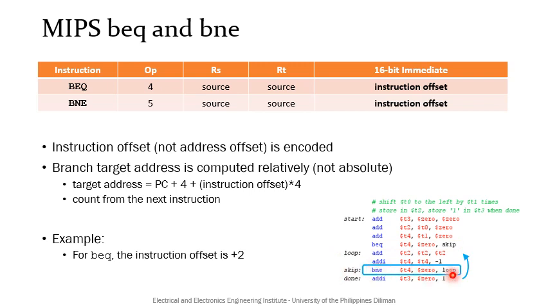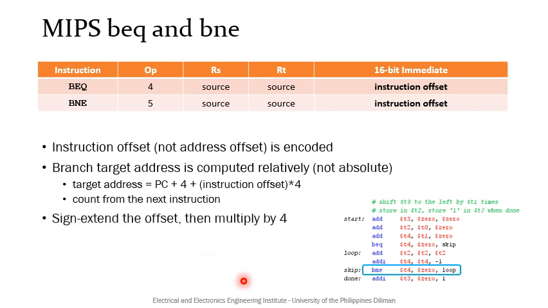For the BNE instruction, we have again to count from the next instruction below it. This time, the target address is 3 instructions away and backwards. So the instruction offset for the BNE instruction must be negative 3. Going back to the address computation, this means that aside from sign extending the offset, the hardware must also now be able to multiply the immediate by 4.